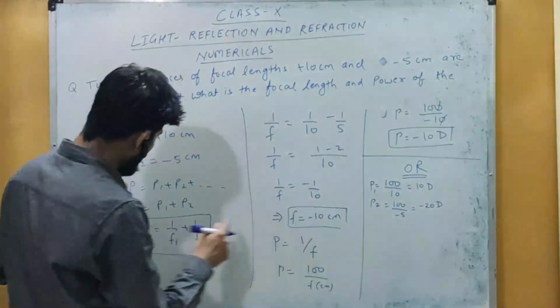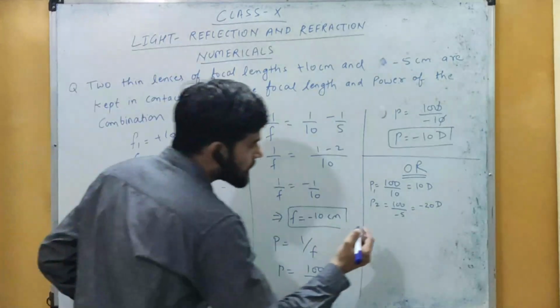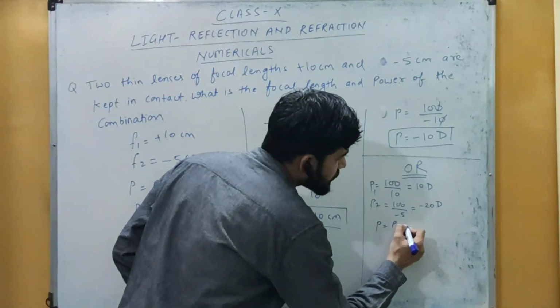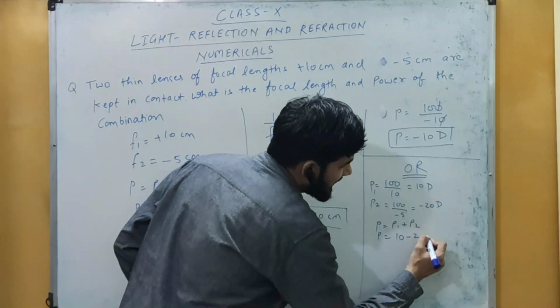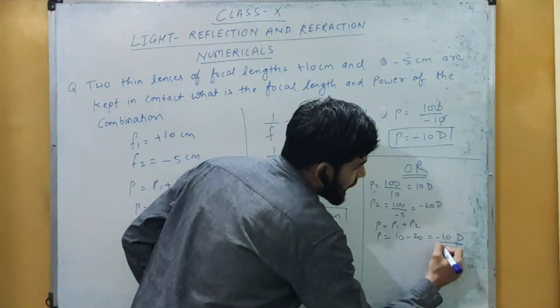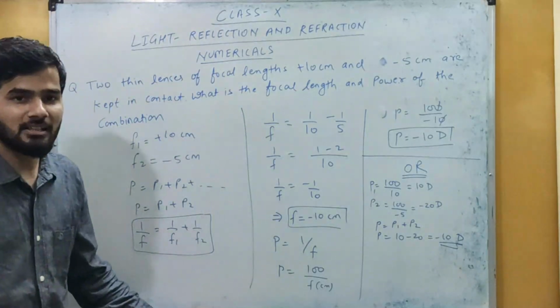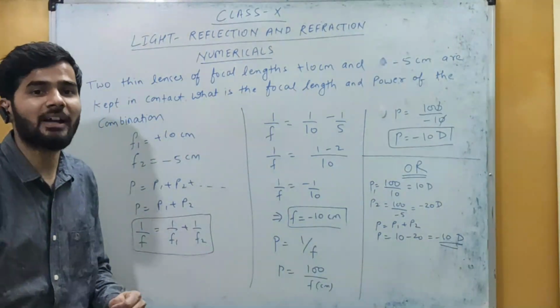Okay, now for the resultant power, we can use this formula. P is equal to P1 plus P2. So P is equal to P1 plus P2. So P कितना हो जाएगा यहाँ पर? It is 10 minus 20. कितना हो जाएगा? Minus 10 diopter. Power तो कितना आ गया? Minus 10 diopter. Now from here also we can find the focal length.